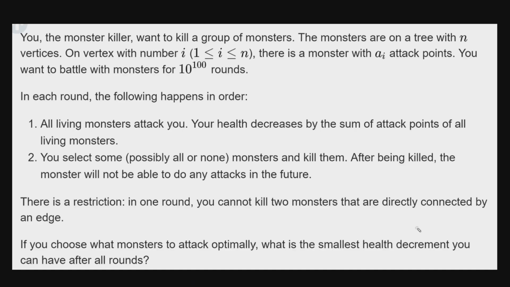You are given a tree where each node contains a monster. In each round, all the alive monsters would attack you with their attack points that they have. But after the attack, you can kill a number of monsters provided that you do not kill 2 monsters who are neighbors in the same round. Your goal is to kill all the monsters as soon as possible while not violating these constraints, and also making sure that the total damage inflicted upon you is as small as possible.